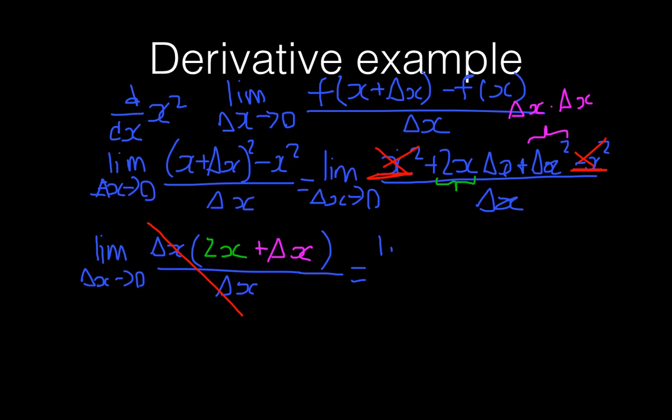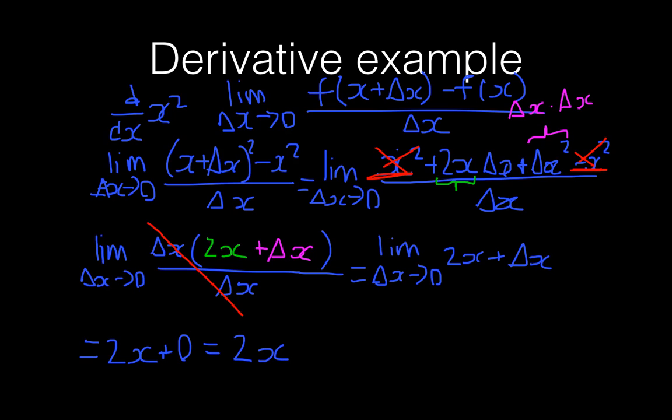So we now have the limit as change in x approaches 0 of 2x plus change in x. Using direct substitution, we have that equals 2x plus 0, which is equal to 2x, meaning that the derivative of x squared with respect to x equals 2x.